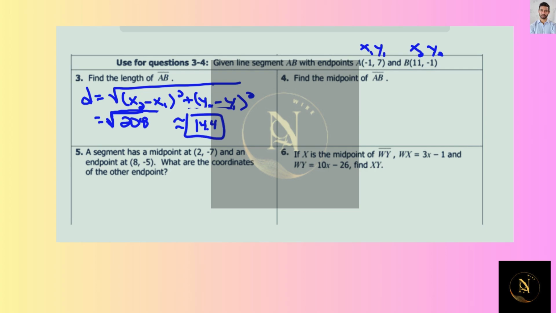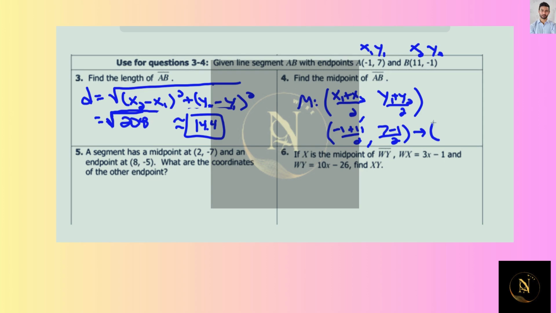The midpoint is: add the x coordinates together, take half, that'll be the middle, and add the y coordinates together, take half, that'd be the middle y value. So this x1 and x2 would be -1 plus 11 divided by 2, and 7 plus -1 divided by 2, which simplifies to: -1 plus 11 is 10 over 2 is 5, 7 minus 1 is 6 divided by 2 is 3.